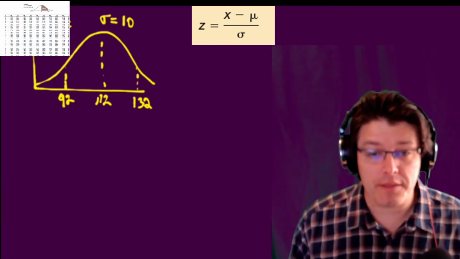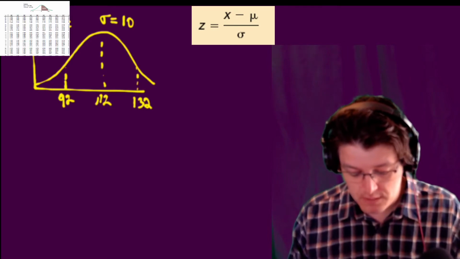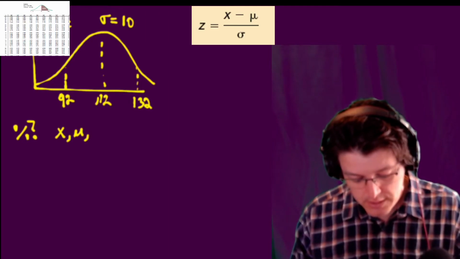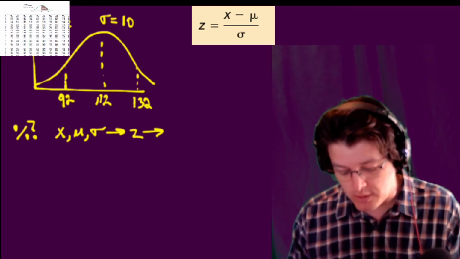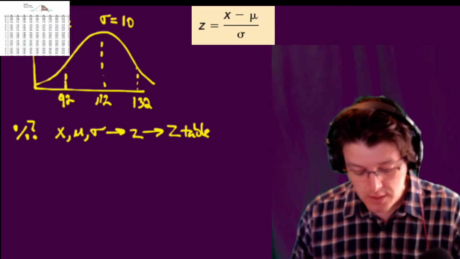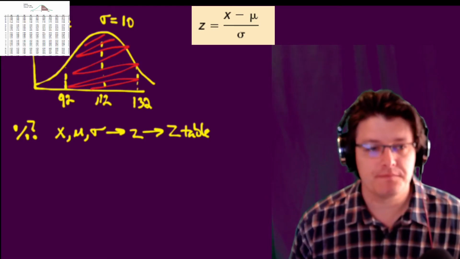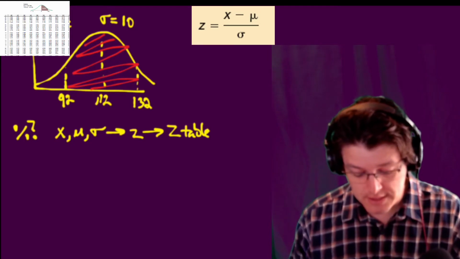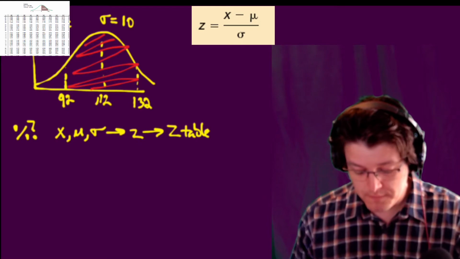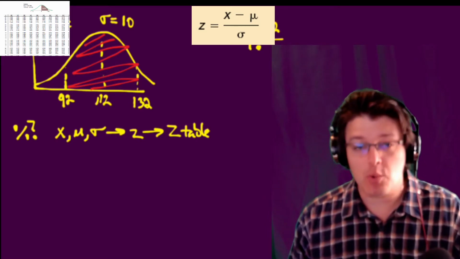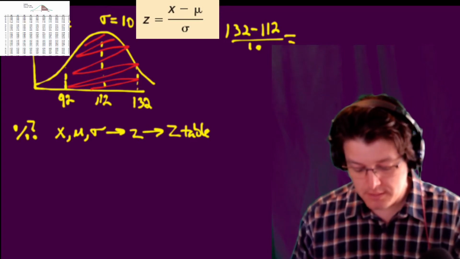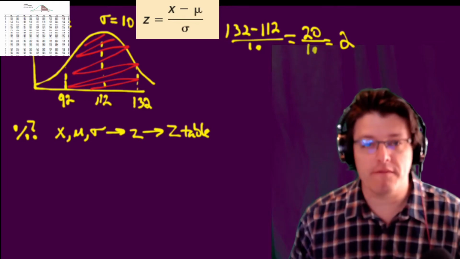Okay, so quickly let's walk through this. So we need to find the z-scores, right? So we want to know the percentage. We know x, mu, and sigma, so we can find the z-score and look it up on the z-table. In this case, we're curious about the percentage in between these two values. So let's crunch the z-scores. Again, z equals x minus mu over sigma. Let's start with 132 minus 112 divided by 10. It's going to be 20 divided by 10. So we get a z-score of positive 2.